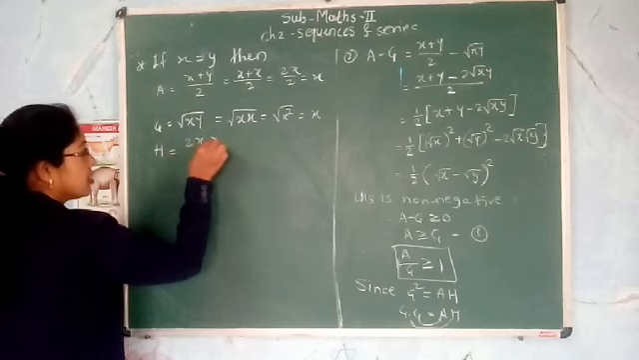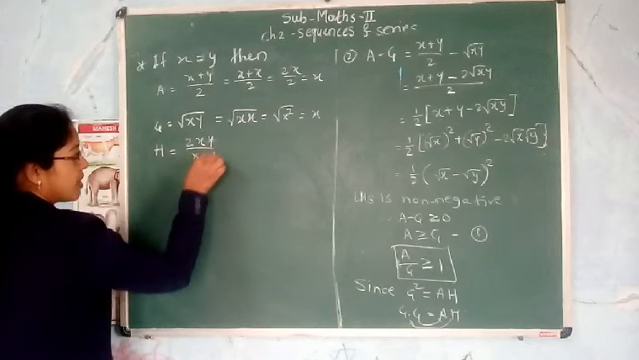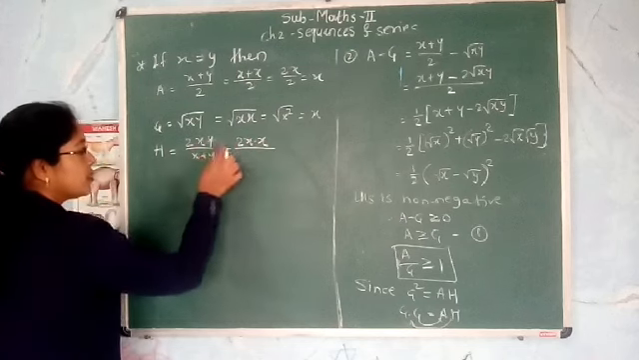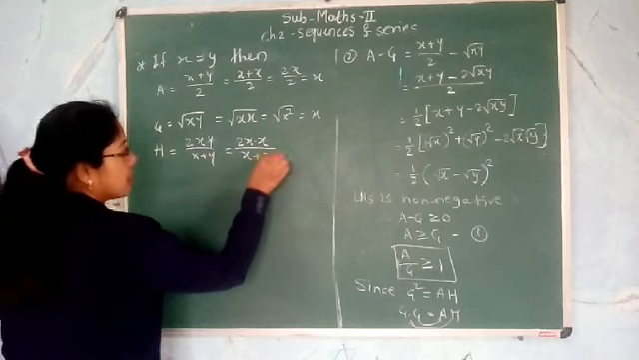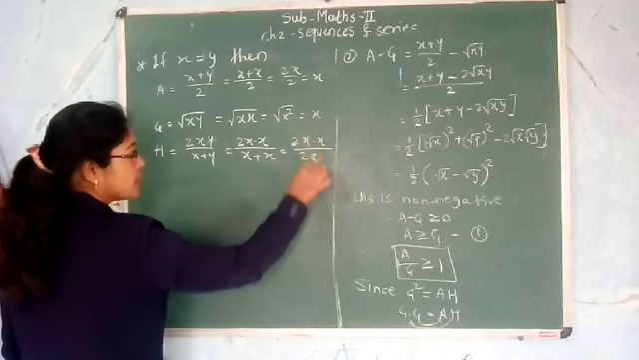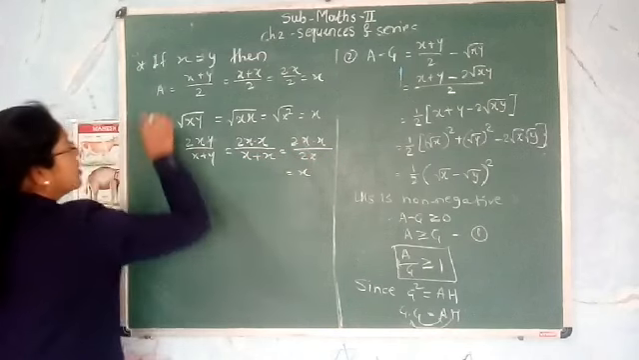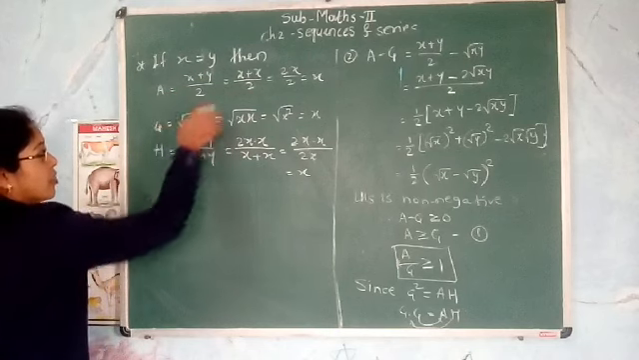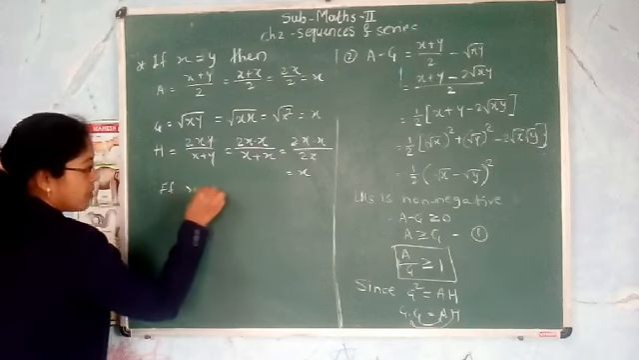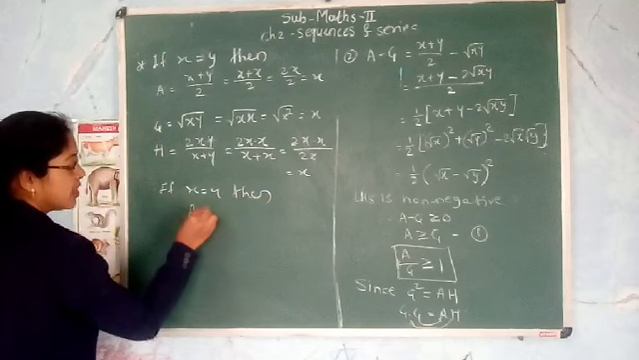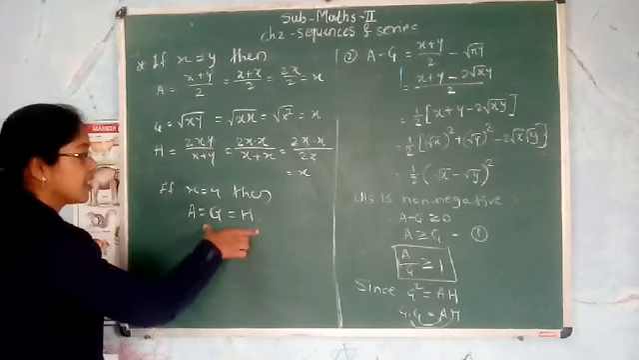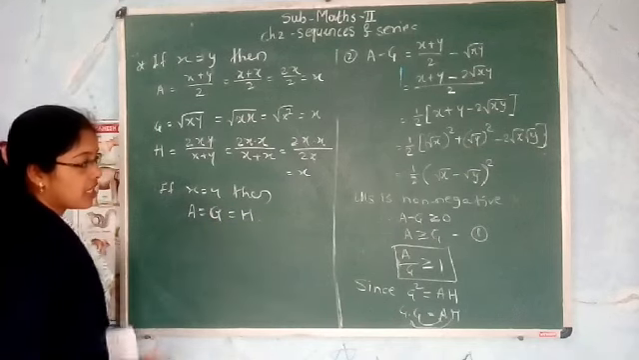Harmonic mean is 2xy upon x plus y. So we'll take y is equal to x, so this is 2 into x into x, and denominator is x plus x, which is 2x. So 2x and 2x get cancelled, and this is equal to x. So if x is equal to y, then a is equal to x, g is equal to x, and h is equal to x. Therefore, if x is equal to y, then arithmetic mean, geometric mean, and harmonic mean are equal. If two numbers are equal, then their arithmetic, geometric, and harmonic means are also equal.